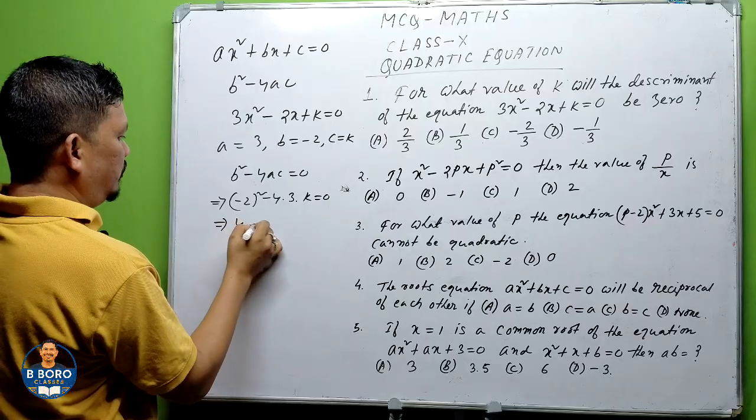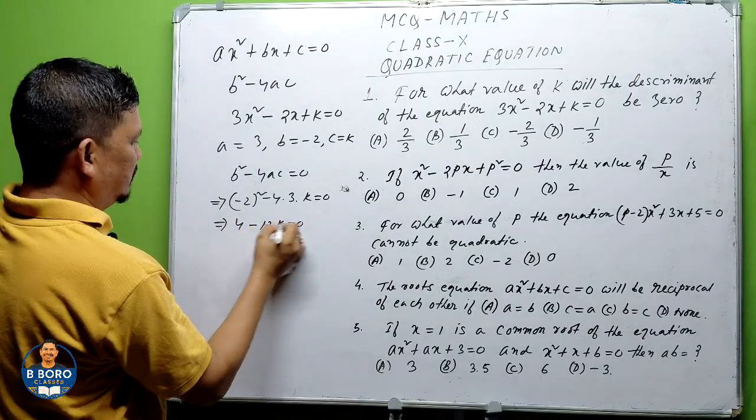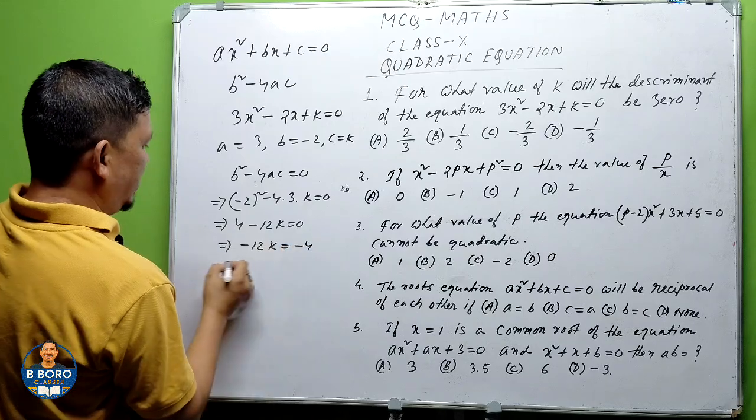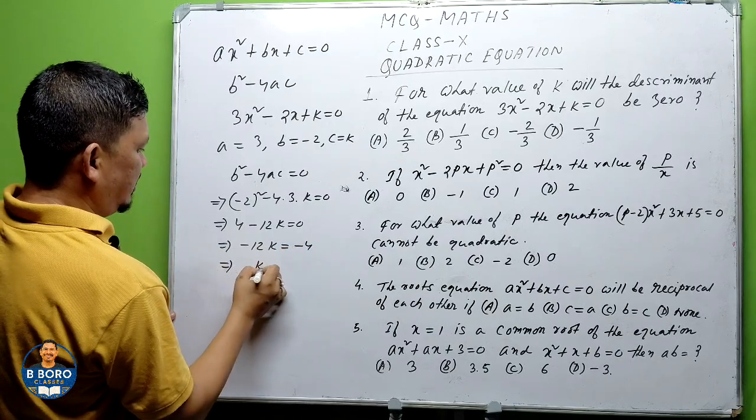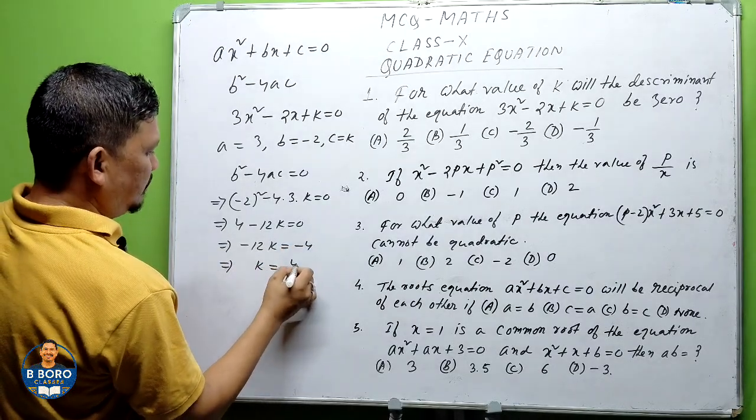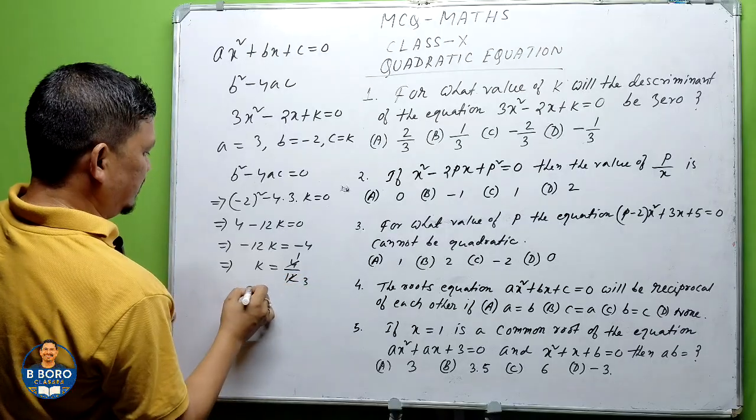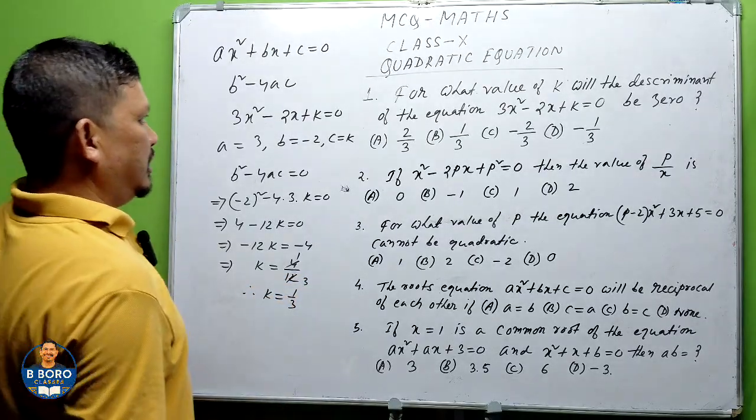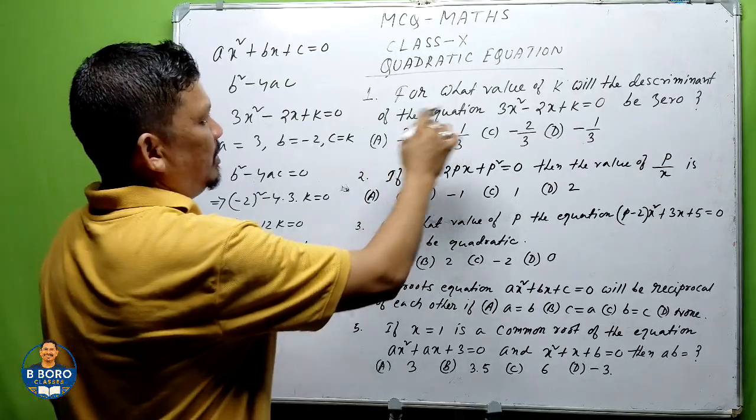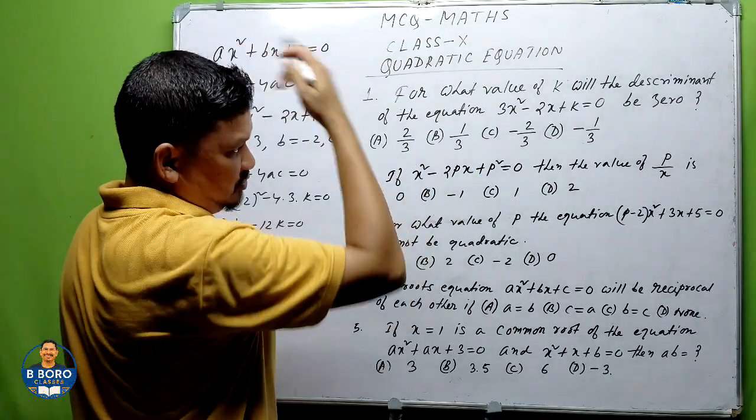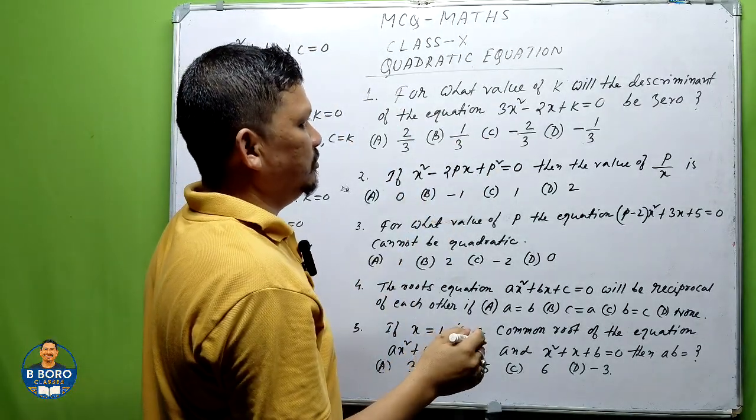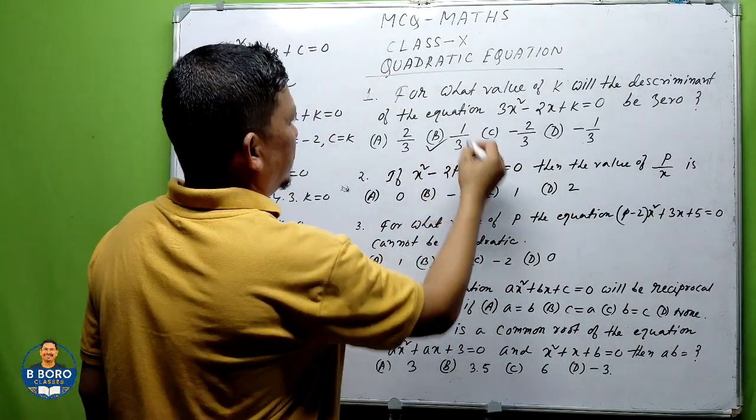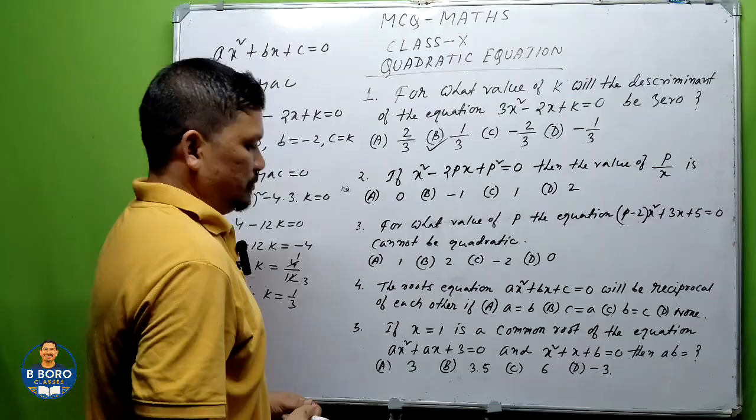So 2 2s are 4, 4 3s are 12. 4 minus 12k equal to 0, or minus 12k equal to minus 4. Minus minus eliminate. So k equal to 4 by 12, which is 1 by 3. So k equal to 1 by 3. That means for what value of k will the discriminant of the equation 3x square minus 2x plus k equal to 0 be 0, k equal to 1 by 3. So option B, 1 by 3, is the correct option.